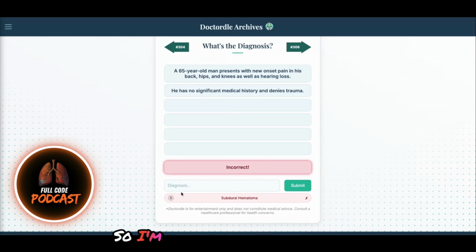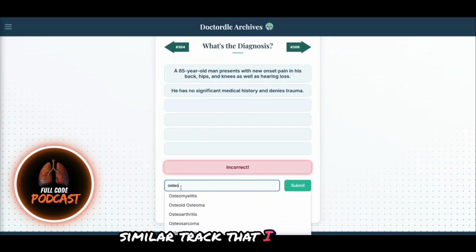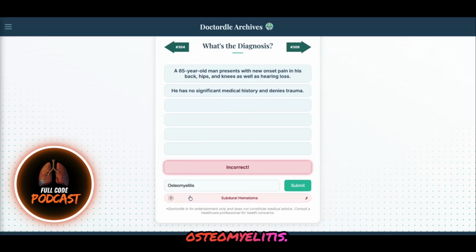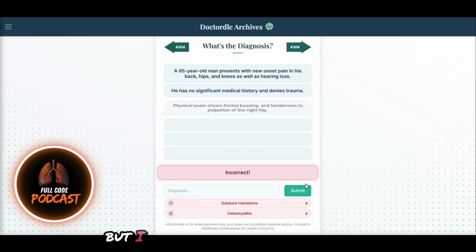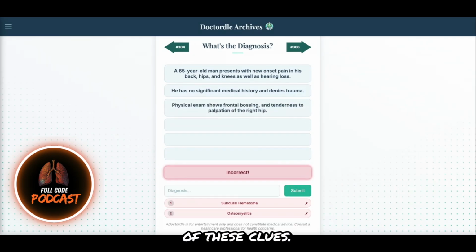So in this case, he has no significant history and denies trauma. I'm going to follow a similar track to what I did before. I'm going to throw out osteomyelitis. I did not think it's osteo, but I want to flesh out some more of these clues. Third, physical exam shows frontal bossing and tenderness to palpation of the right hip. Now, this is the one that cued me in to my initial suspicion for what was going on here.